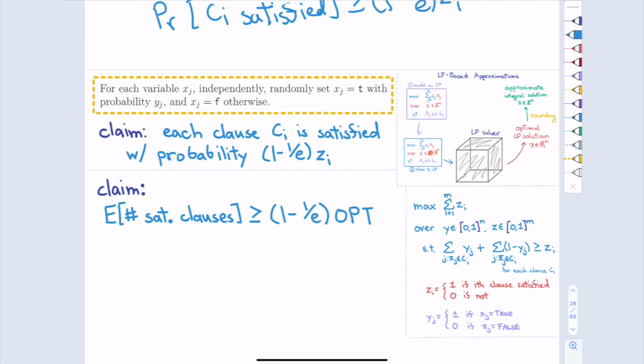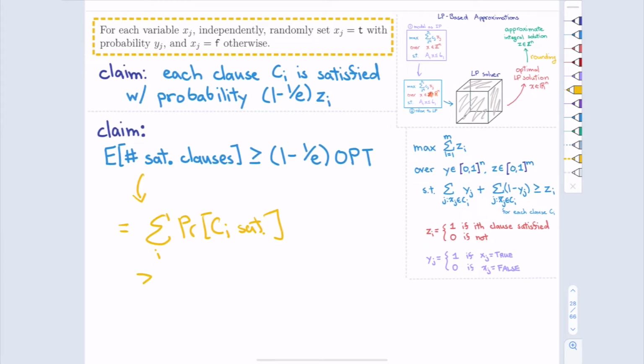How do we do that? All right, good. Linear expectation. So this thing is equal to the sum over all the clauses of the probability that Ci is satisfied, which we've now shown to be at least the sum over i of 1 minus 1 over e, times zi.